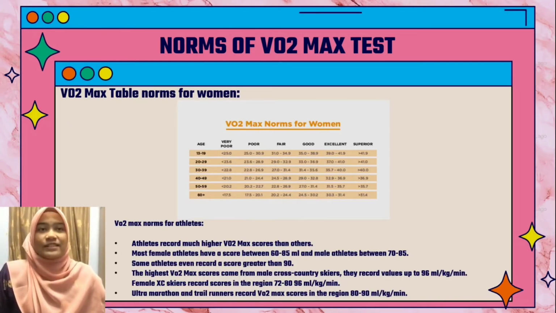For the next slide, as you can see, the norms for women. The average sedentary female will score a VO2 max of between 27 and 30 milliliters per kilogram per minute. Athletes record much higher VO2 max scores than others. Most female athletes can score between 60 to 85, and for males between 70 to 85. Higher VO2 max scores are associated with certain endurance sports, most specifically cycling, rowing, or distance running.